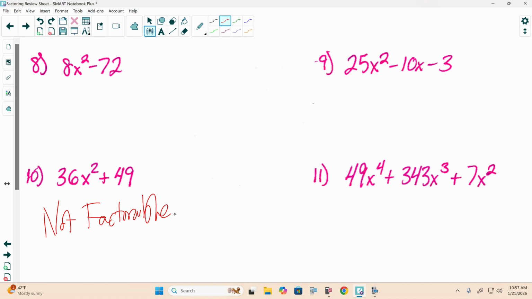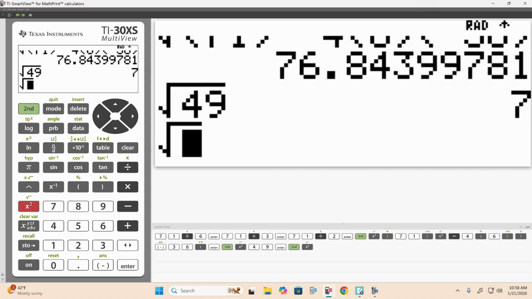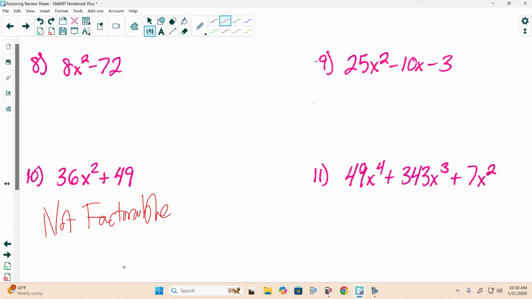So, questions on 8, 9, 11. Number 8: 8x squared minus 72. We have two terms being subtracted, and we do have an x squared, so there's a chance it's a difference of perfect squares. Now we need to see what times itself is 8. So we can take the square root of 8. We get 2 square roots of 2. So 8 is not a perfect square.